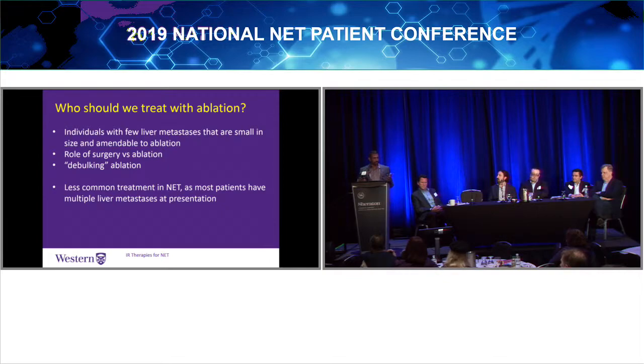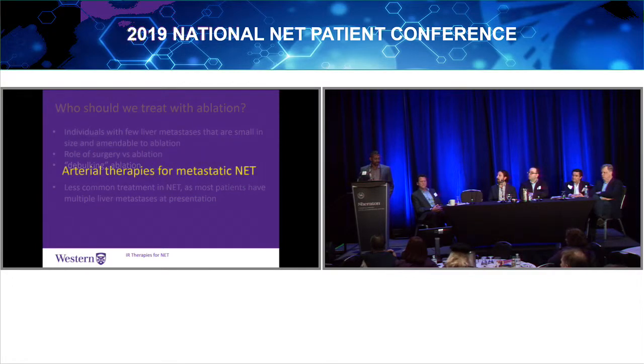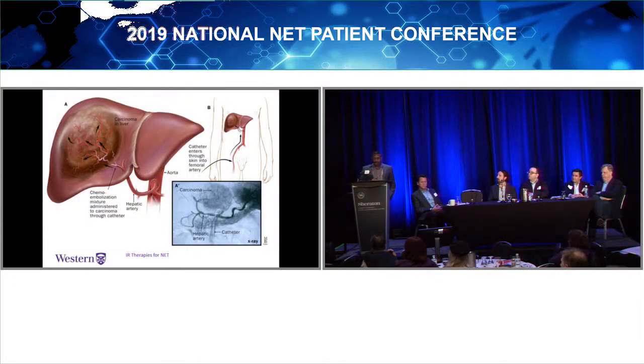They typically present with multiple liver lesions, and we tend to be thinking more about the arterial therapies, which we'll talk about. So the different types of arterial therapies exist, and why do we do this? Okay, so that we get away with this in the liver.